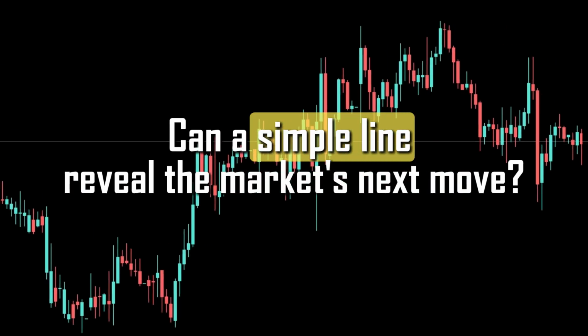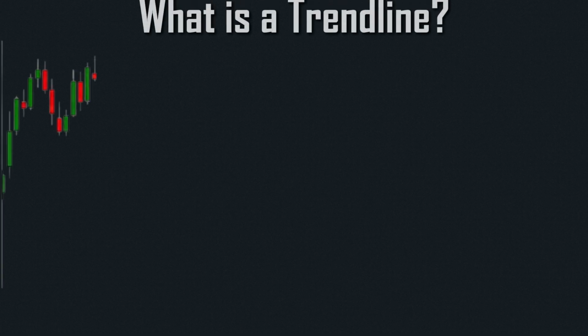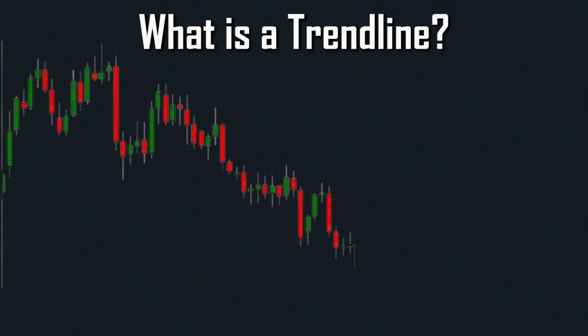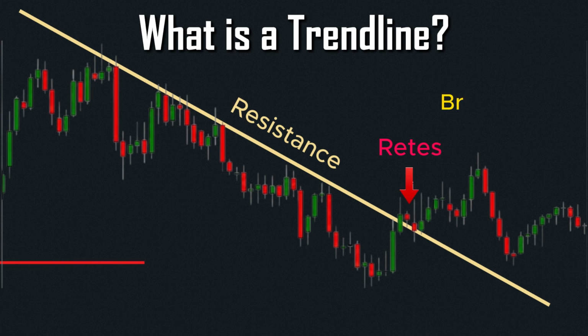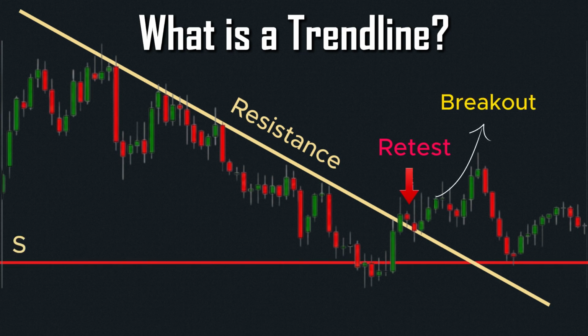Okay, so let's get right down to it. What is a trend line? Well, sticking with our roadmap idea, if the market's on a journey, the trend line is the map you draw right on top of your chart. It helps you see the path of least resistance. It shows you which way the traffic is flowing.